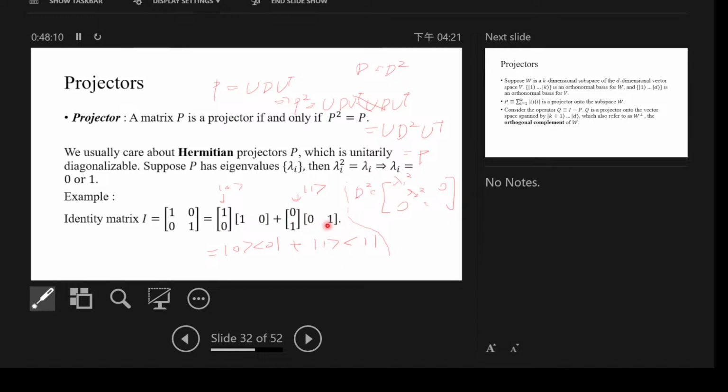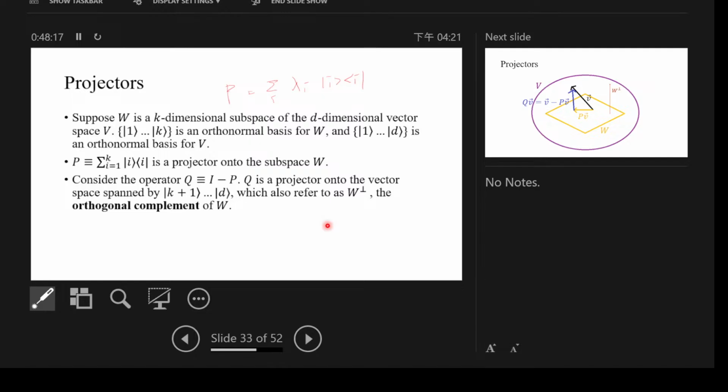And you can easily check that, back to here, for all vectors v, |v><v| is a one-dimensional projector.